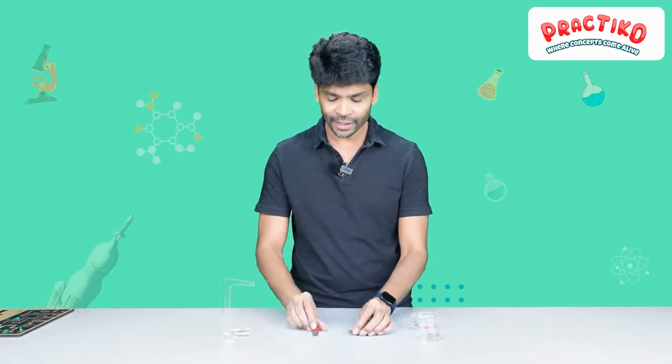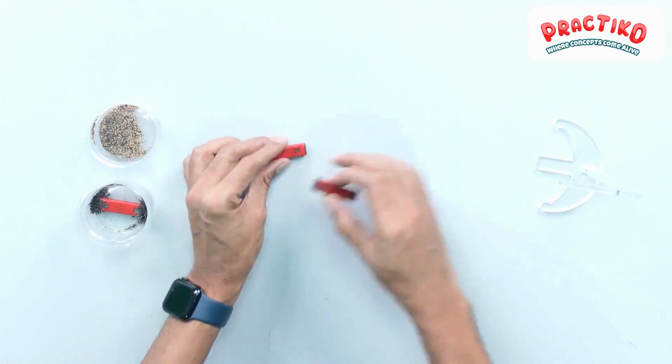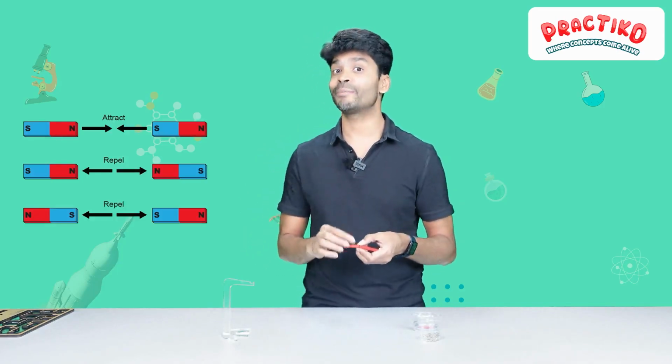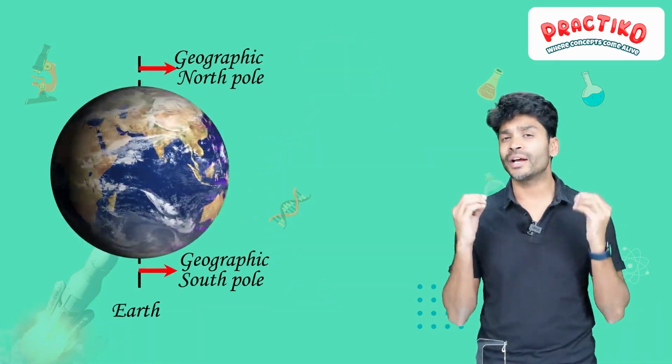But when I bring the two opposite poles together, North Pole and South Pole together, see, it's getting attracted, right? So this is the attraction and repulsion property of magnets, right? So like poles repel and unlike poles attract. Interesting, isn't it?